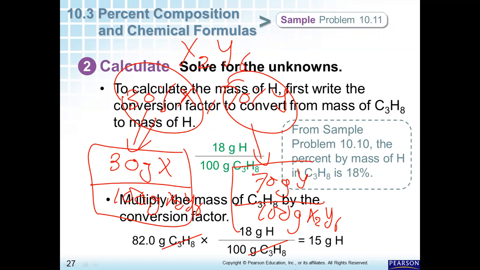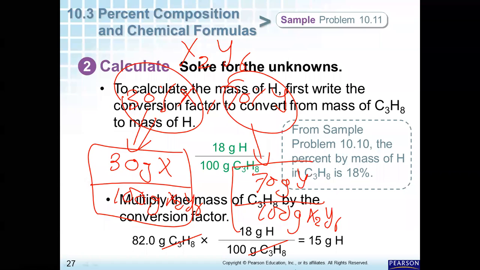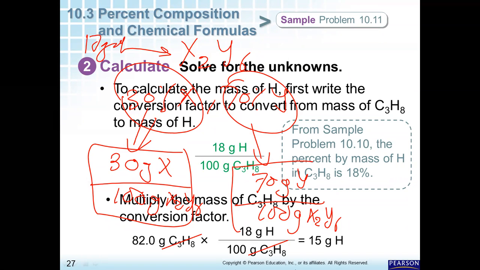Now, the question that comes after that is, if I have a sample of 17 grams of this compound, how much X is in there and how much Y is in there? So I need to multiply the 17 by this much. That will give you how much X, and you multiply 17 by the second conversion factor, that will give you the Y. Or you can do that for X and subtract the answer from 17. The rest is going to be the Y. Okay?